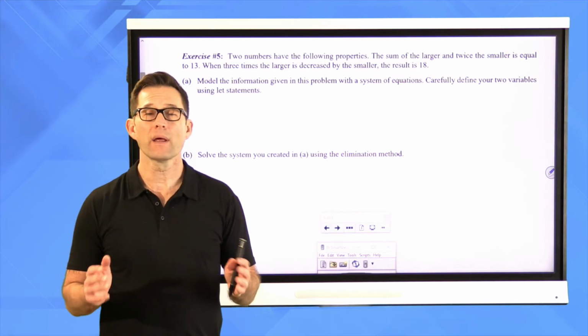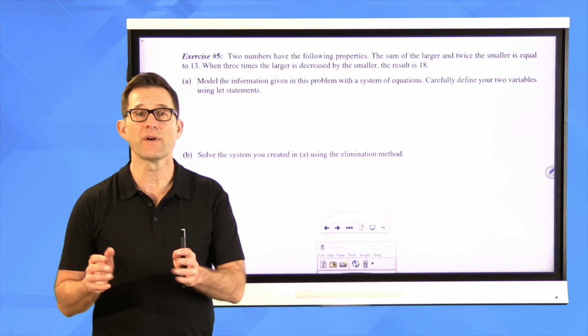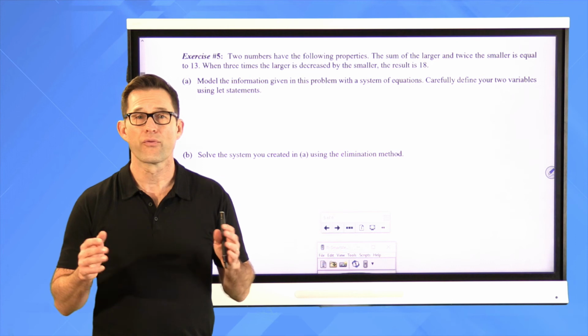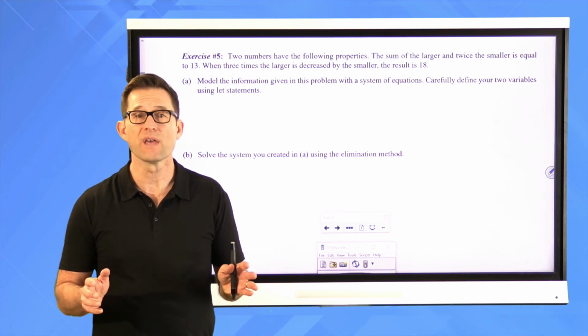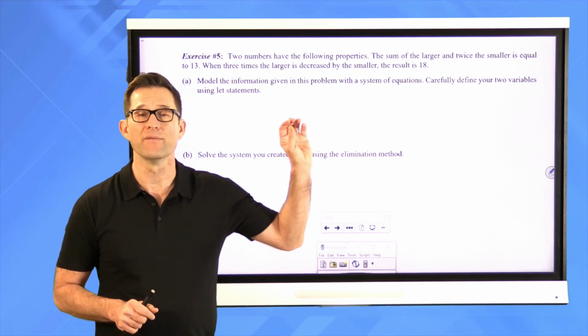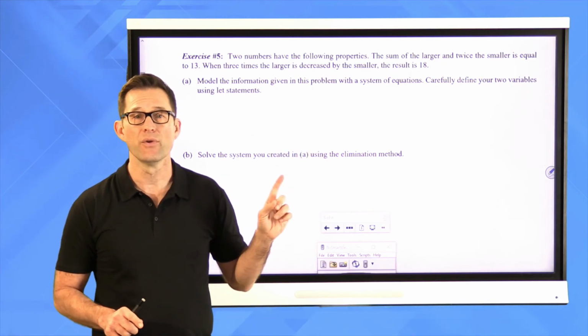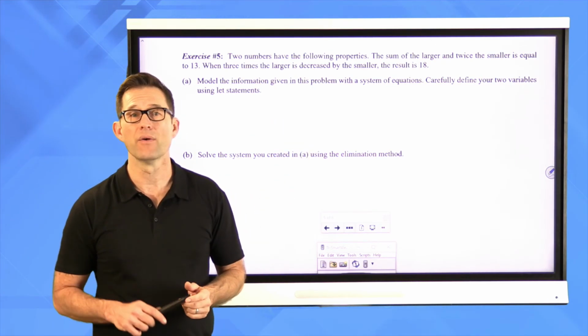All right, well, what I'd like you to do is choose a variable for the smaller number, choose a variable for the larger number, throw down let statements for those, and then just try to model what they've given you in the problem with a system of equations. Don't worry about solving it. We'll do that in letter B. Pause the video now and go ahead and do that.